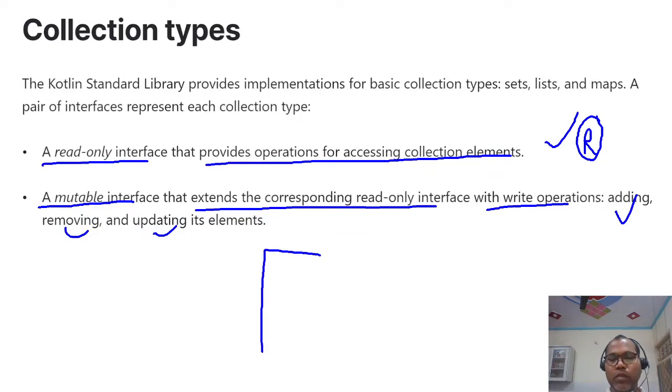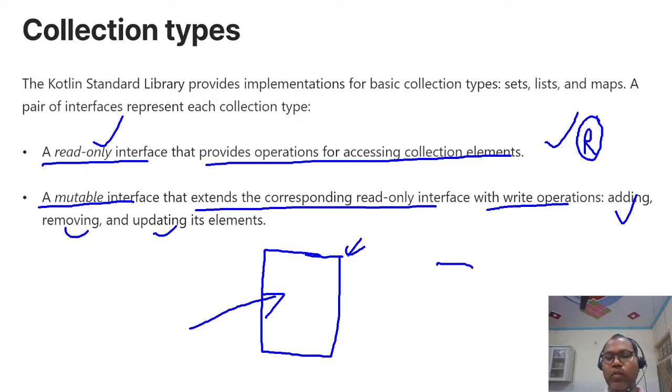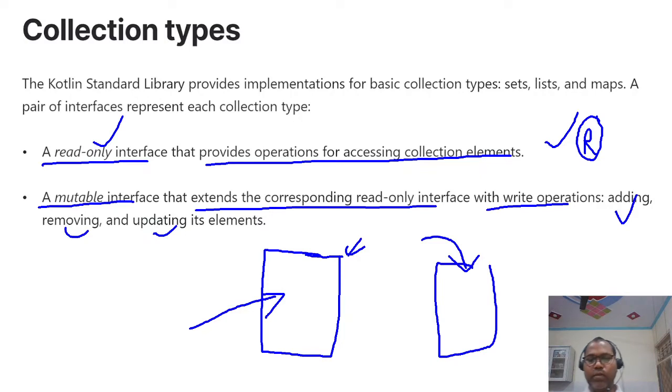So once a collection is created the first time, by default it is in read mode. If you want to update, remove, or delete, the default read mode cannot allow any kind of modification. If you want addition or removal, then you have to create a separate kind of collection known as mutable. So this is the segregation between mutable and non-mutable collections that Kotlin offers.